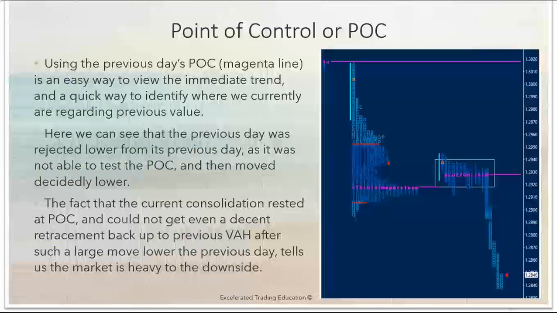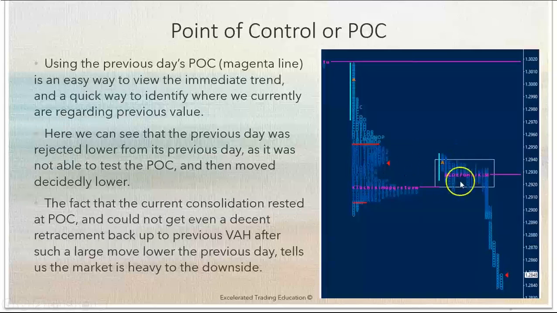All right, the point of control, or the POC. Using the previous day's POC, the magenta line, is an easy way to view the immediate trend and a quick way to identify where we currently are regarding previous value. So here we can see that the previous day was rejected lower, as it was not able to test the POC and then move decidedly lower. Now at this point we're talking about this day here not being able to test this area. So before, we had where it's already in value and it's testing this value.